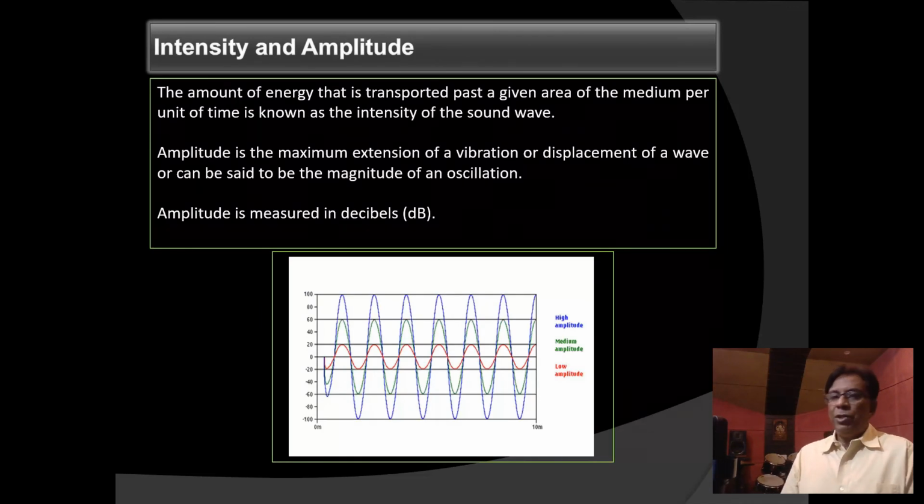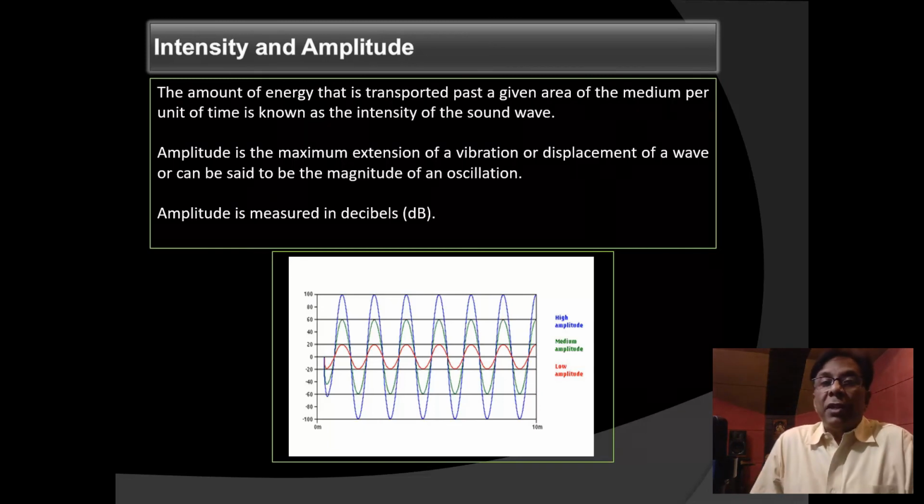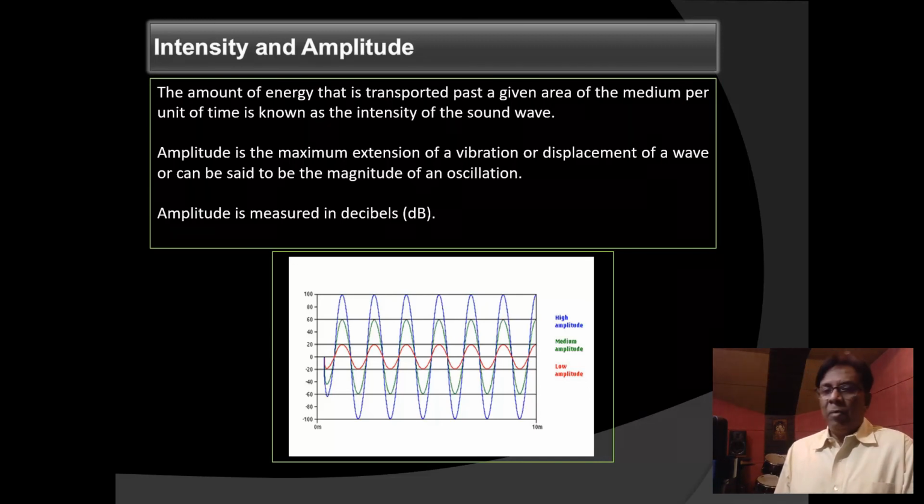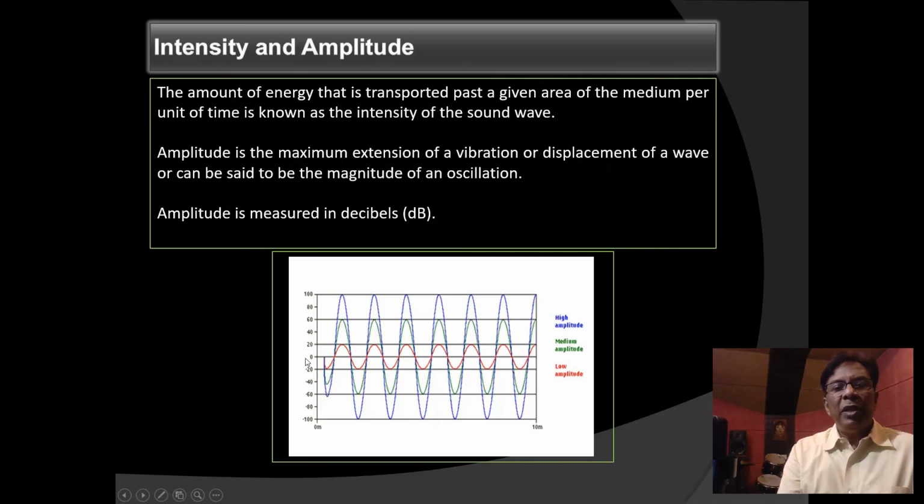Intensity, amplitude. Intensity is the amount of energy that is transported past a given area in a medium. So you have an area, and the amount of energy that is being carried forward in that area in a given time is known as the intensity of a sound wave. Whereas amplitude is the displacement from the mean position 0, where there's no displacement happening, to a higher displacement. That's known as the amplitude.